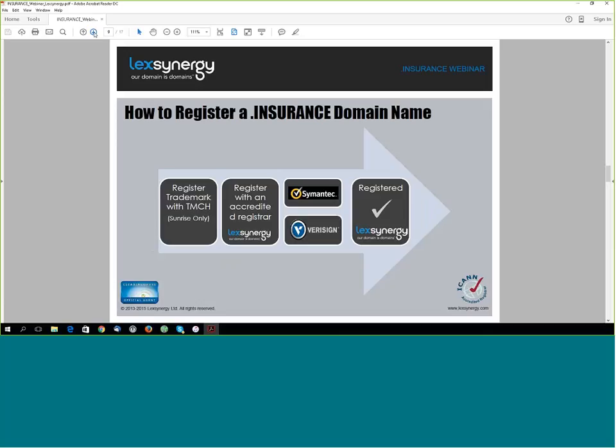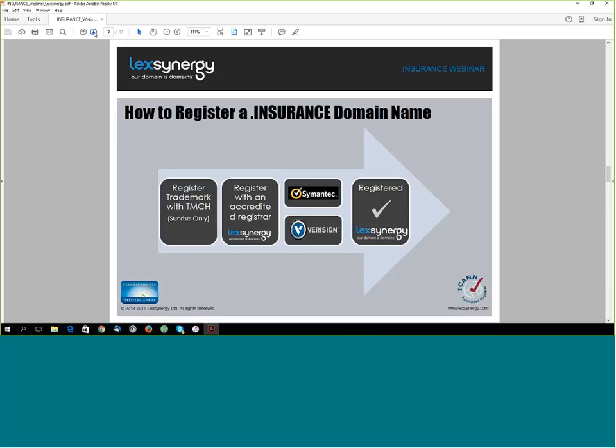Then the process to register a .insurance domain name. If you have a registered trademark, and this is a trademark that is not an application, but is registered with the relevant trademarks office wherever you are based, so if you're in the US, that would be the USPTO, you would be able to have your mark validated with the Trademark Clearinghouse, or the TMCH. And I'll get into that in the next slide as well. But basically what that is, is a priority period for trademark owners to secure a domain name that matches their trademark before the domain name is released to the general public.